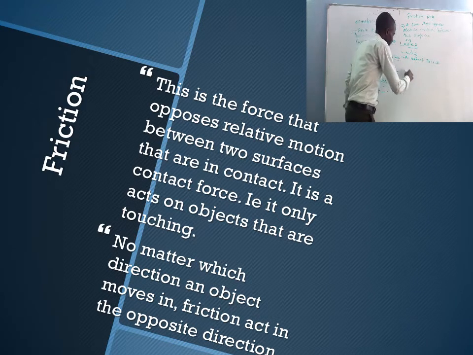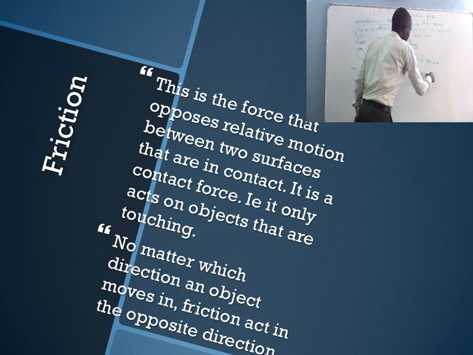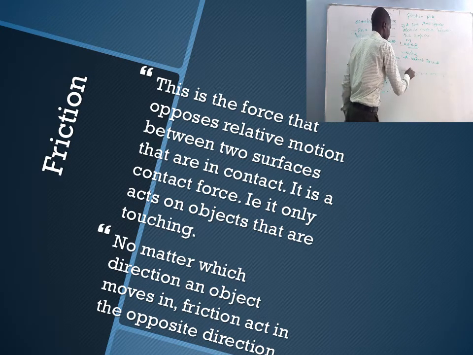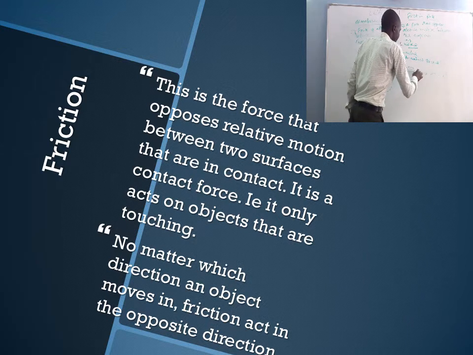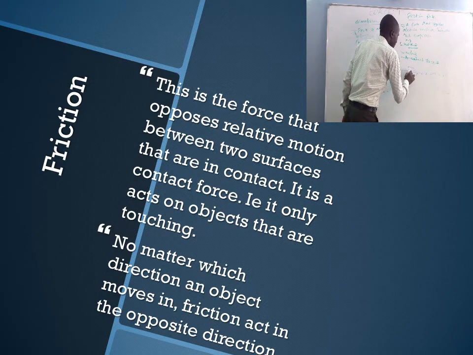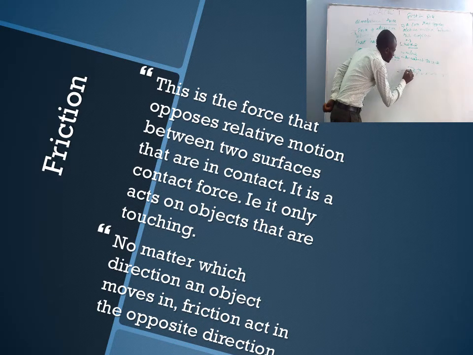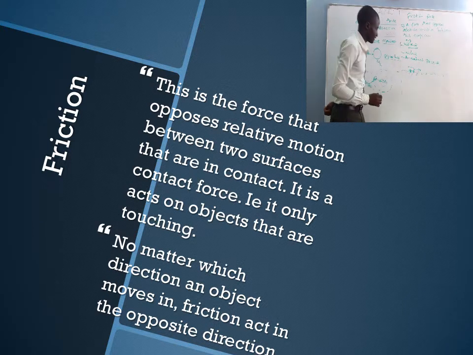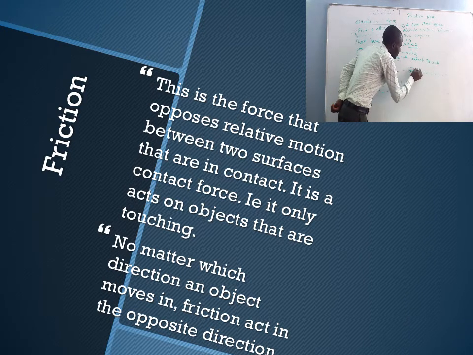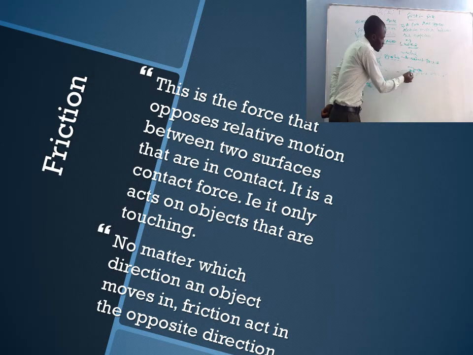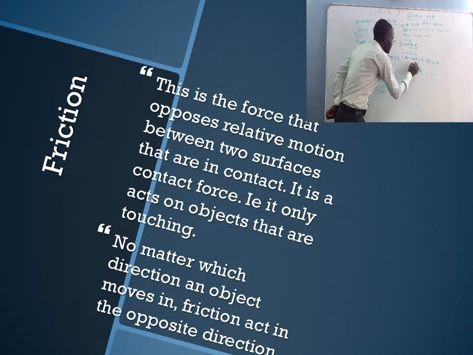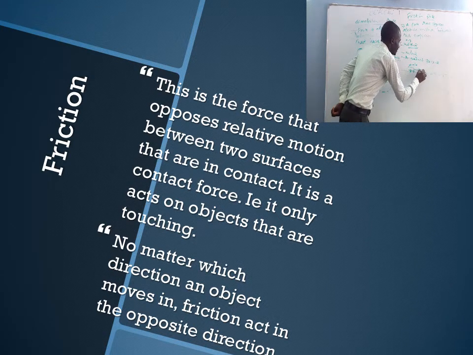For example, if this is the surface of the road, then we have a car moving on the road, then in that particular direction, then there is friction force between the tires and the surface, such that if the car is moving in that direction, then frictional force will occur in the opposite direction. So this is the frictional force, but this is the direction of movement.